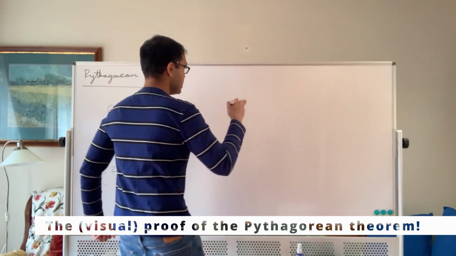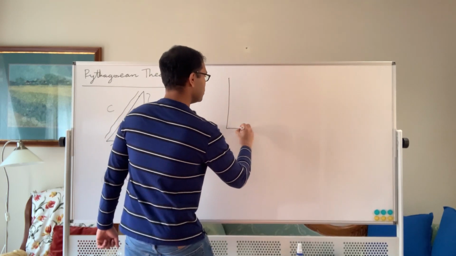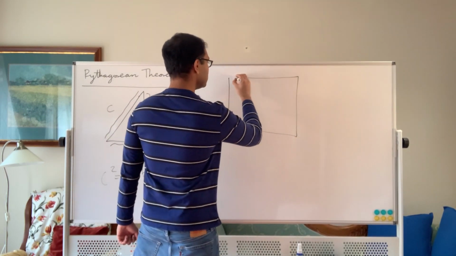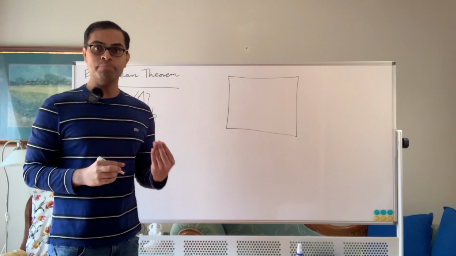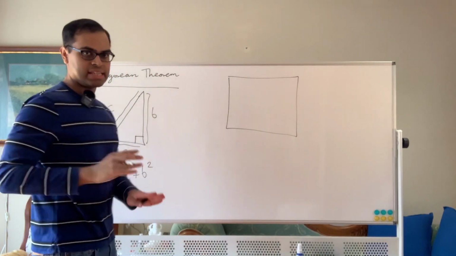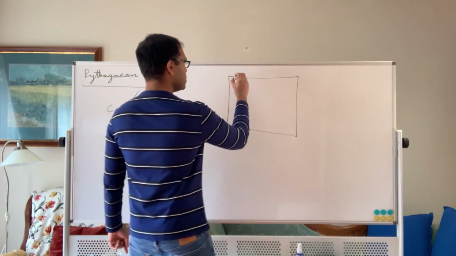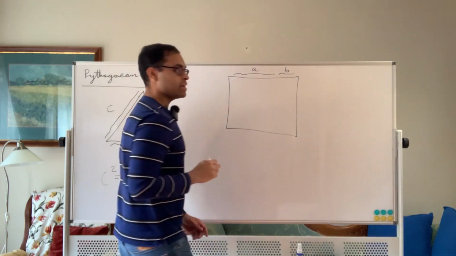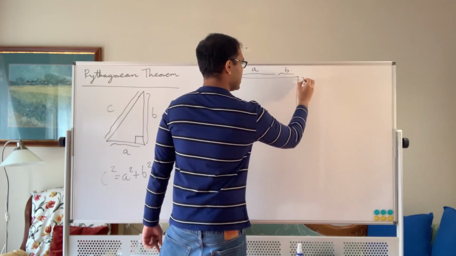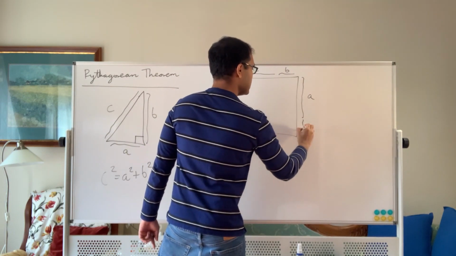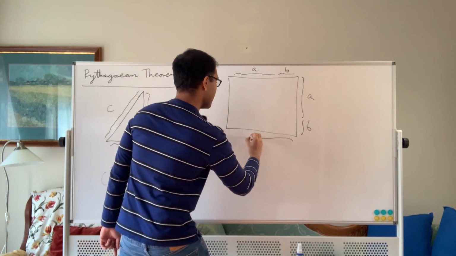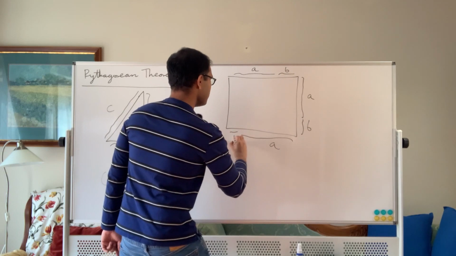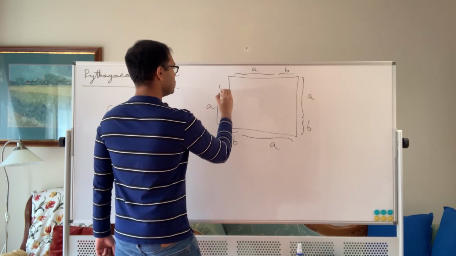So the proof is, we're going to draw the following picture. We're going to draw a square, and it's going to be a square of side length a plus b, where a and b are these numbers here, but we'll get into it. We're going to imagine each side length has length a plus b. So we're going to have a, b, and we're going to keep going. We're going to have a, b, and we're going to have a here and also b here.